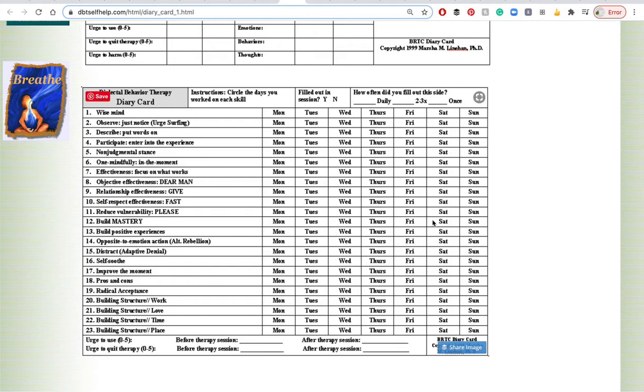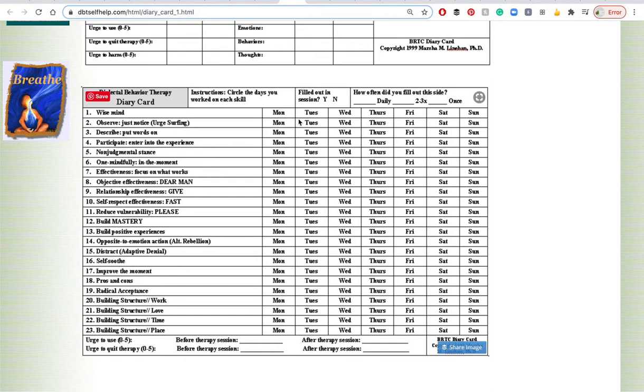And then these are skills. These are all the classic DBT skills back from 1999. In my courses, there are also innovative skills, which I won't get into and you won't see on these diary cards. You're welcome to add them to diary cards if that is something that you'd like to do. So this is just circling which ones you've used.